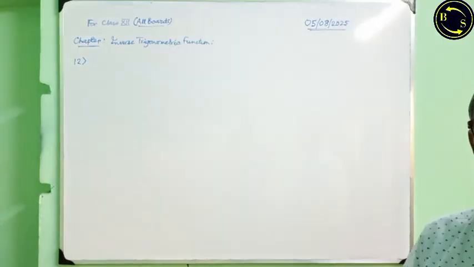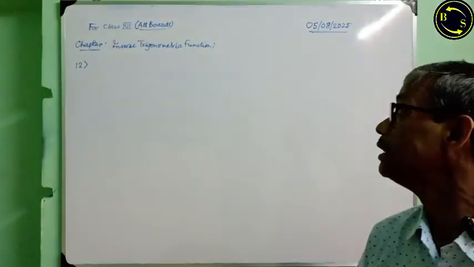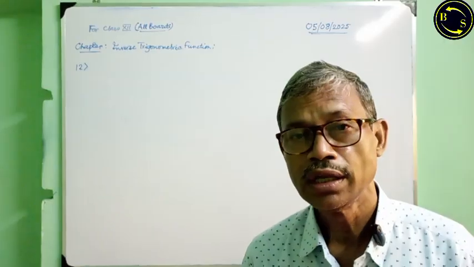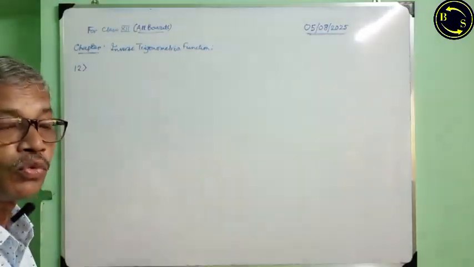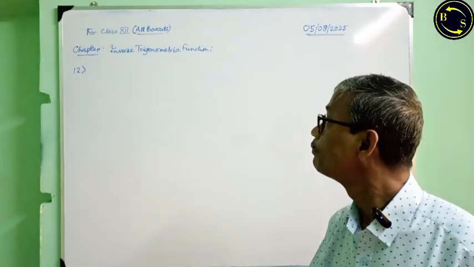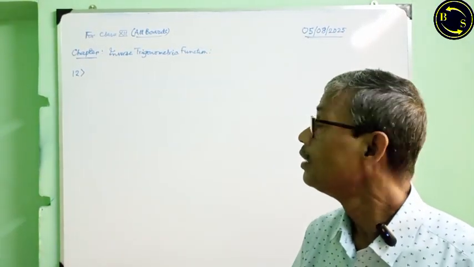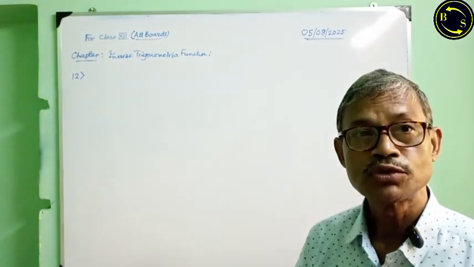Today is the second episode for the chapter inverse trigonometric function. I discussed up to serial number 11. Now, today it will be 12. We have still a few formulas or properties. I shall first discuss those properties, then sums will be discussed.